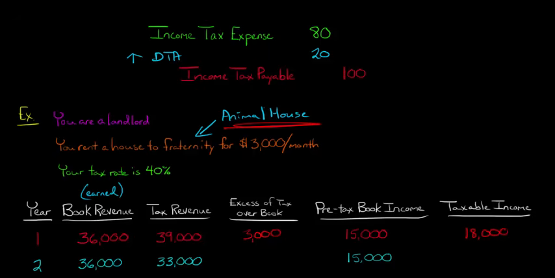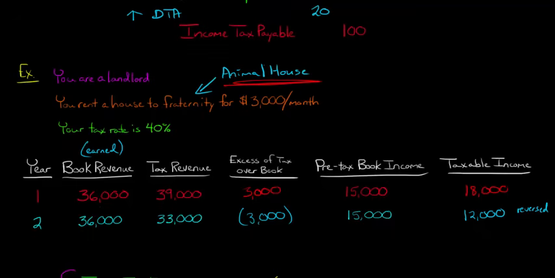Now in year two, this is going to reverse because they already prepaid for that one month, so they only have to pay 11 months for year two, and so they pay $33,000. But for book purposes, you still recognize $36,000, right? 12 months times $3,000. So now the tax revenue is $3,000 lower than the book revenue. So now it has reversed, and our taxable income is $12,000. It's $3,000 lower than the pre-tax book income. So what do I mean when I say that the timing difference is reversed? Well, think about it this way.